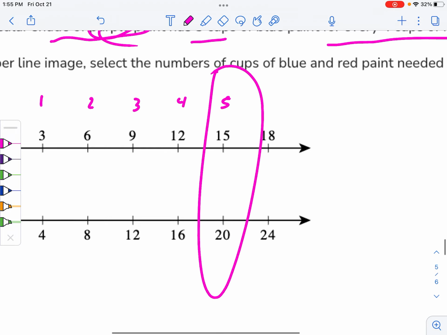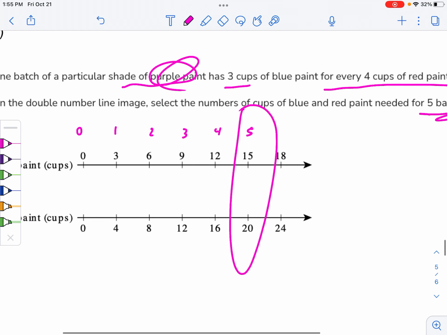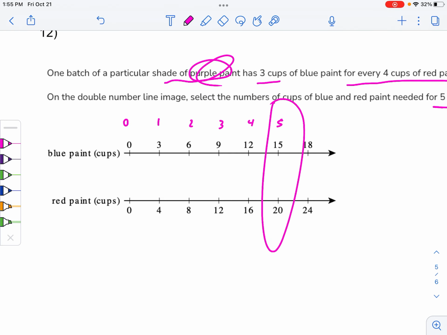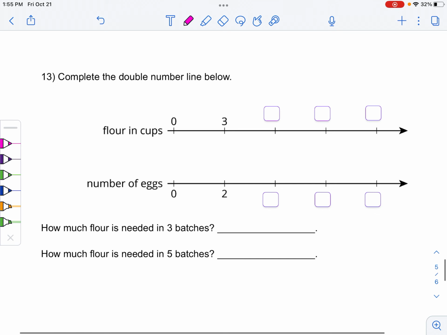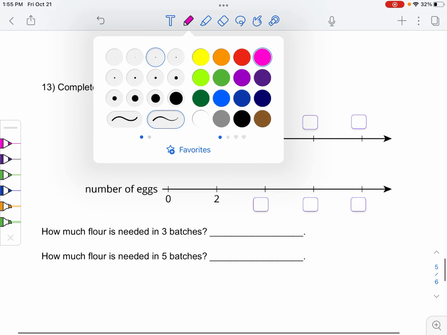So here's batch 5. And what's the question? Blue and red paint. There it is. Blue needs 15, and red needs 20. That was easy. Nice. Complete the double number line, so let me pay attention to what's going on here.